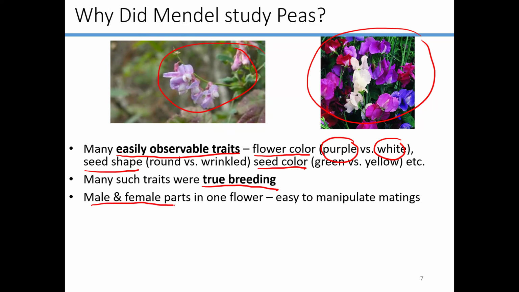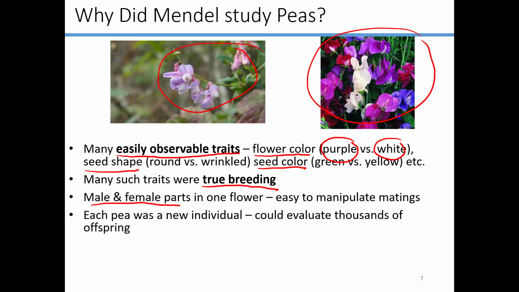Male and female parts were in one flower, and they were very easy to manipulate during mating. And then each pea was a new individual. So again, he was able to evaluate thousands and thousands of offspring, giving him a massive sample size.